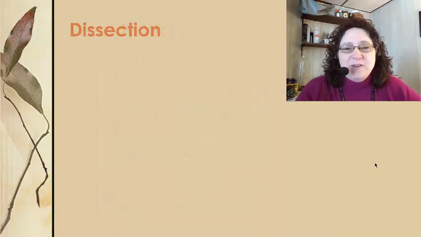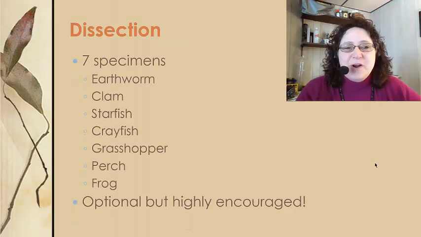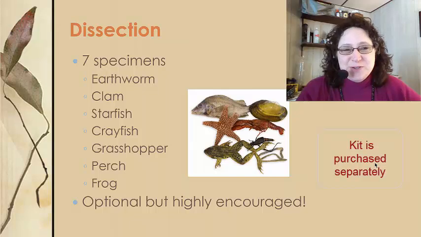Dissections are also part of this course. There are 7 specimens that we will be using to coordinate with different topics that we're covering. And here's a picture of those creatures. So there's an earthworm, a clam, a starfish, a crayfish, a grasshopper, a perch, and a frog.